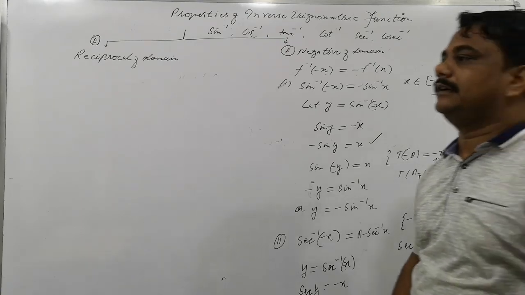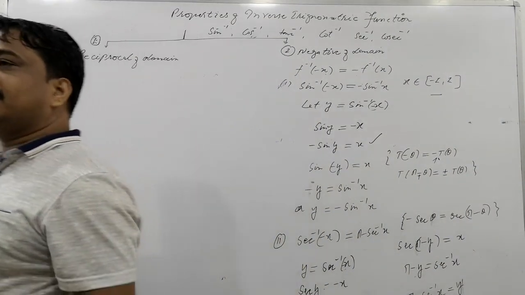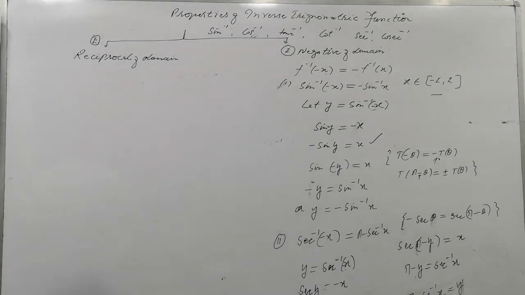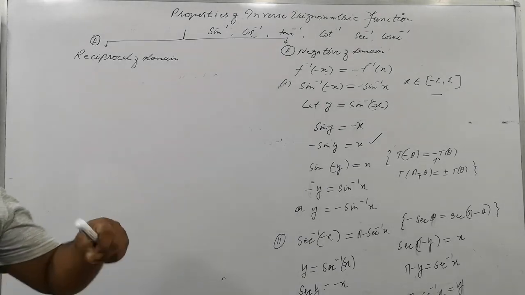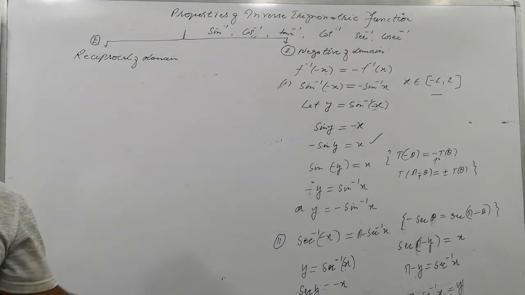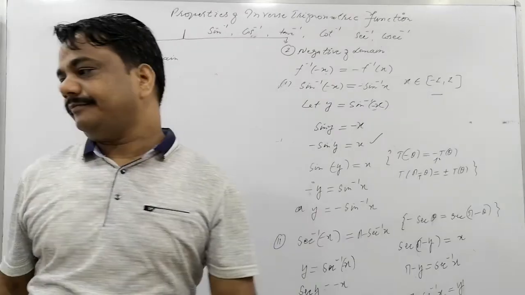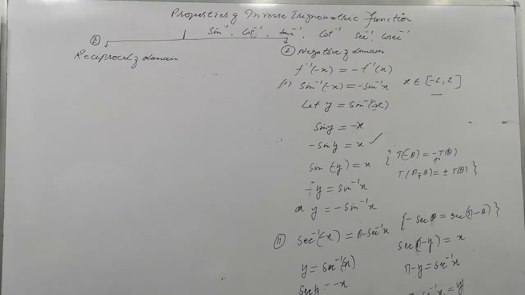Next, third: if the domain is changed, treated with some aspect, right now the range will also get changed by this. Solve this. This is the second property.